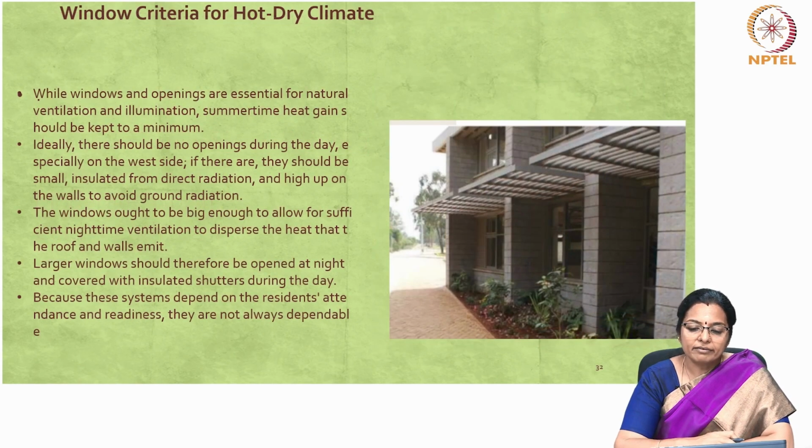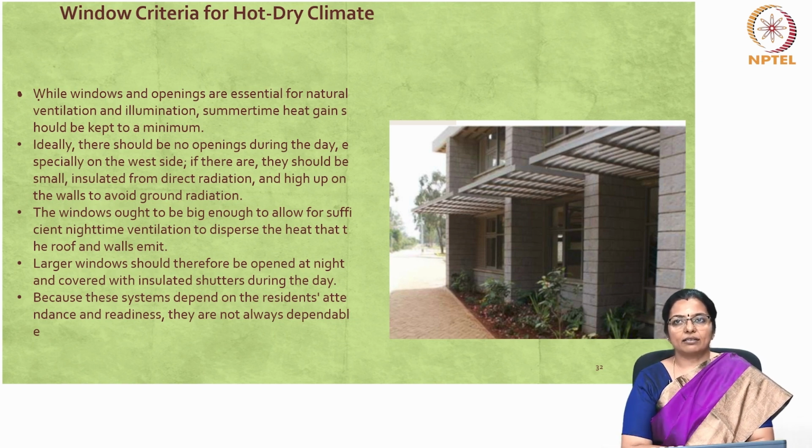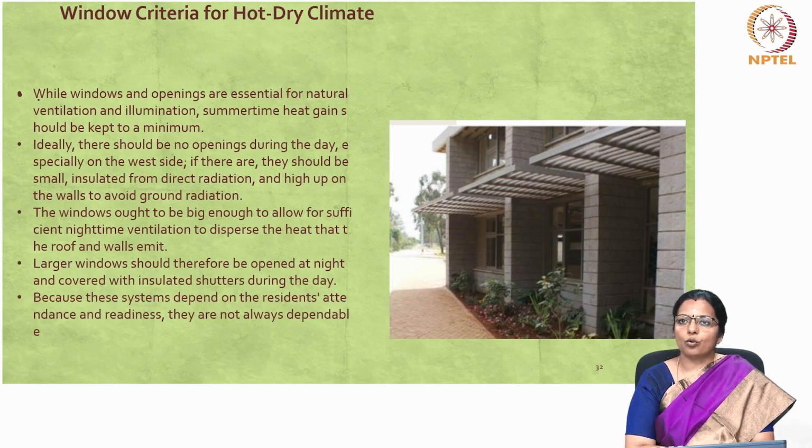Let us look at the window criteria for hot and dry climate. Climate regulation is a critical factor in architectural design, especially in hot and dry environments. High temperatures and bright sunshine make it difficult to keep pleasant indoor spaces. Architects can use small window openings as a design technique to effectively solve these problems.